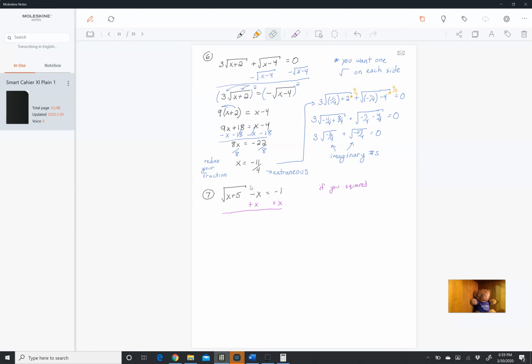So if you squared first, square root of x plus 5 minus x. I just want you to see this so that you understand why it's so important to do your best to isolate that radical.